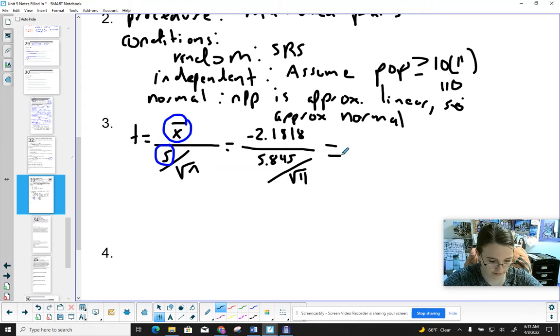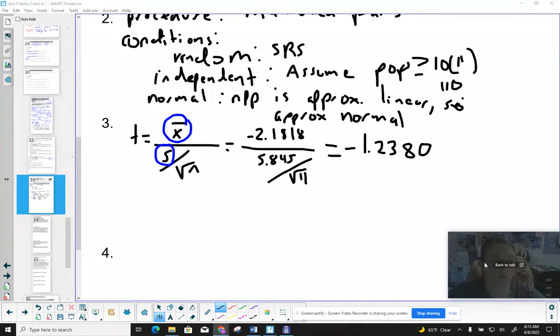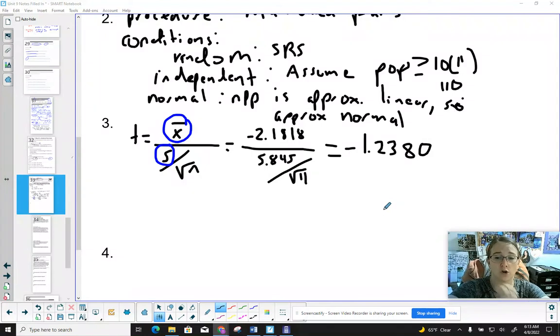I'm going to do this on my actual calculator here, in my hand, because I don't want to have to type this into that emulator because it's stupid. It takes me forever to type anything in. Let's see. 5.845 divided by square root 11. Okay, so we should get a t-score of negative 1.2380. But yeah. Okay, so remember that the t-score is how you determine your bounds on your distribution.